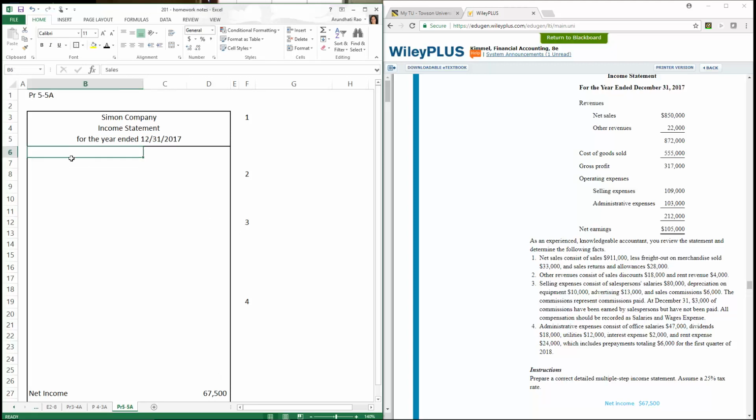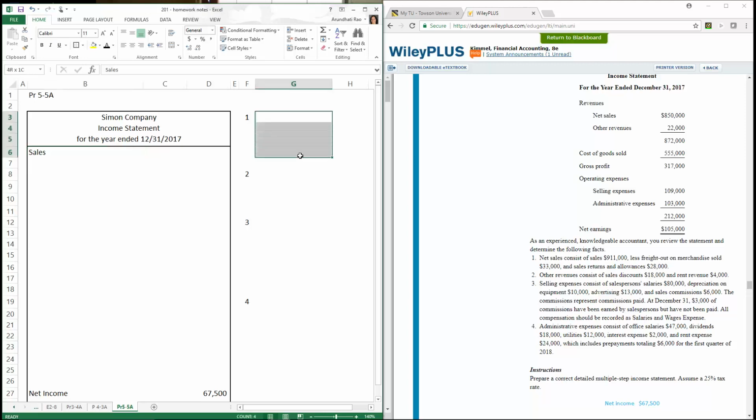We always know that our starting number is the sales number. And let's see what's told over here. Net sales consists of $911,000 less freight out of merchandise sold $33,000 and sales return and allowance of $28,000. Freight out is a selling expense. It should be under your operating expenses. It should not be up here with sales.